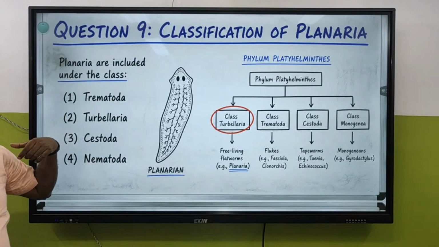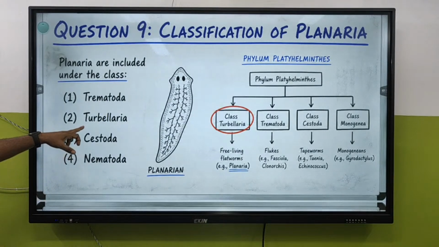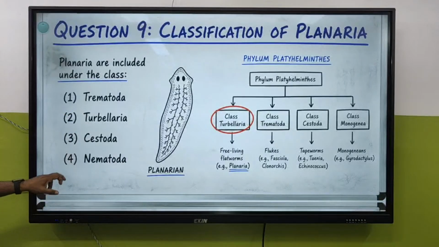Classification of planaria. Planaria are included under the class Turbellaria. First one, non-parasitic, free living, huge level of regeneration. Answer is Turbellaria.